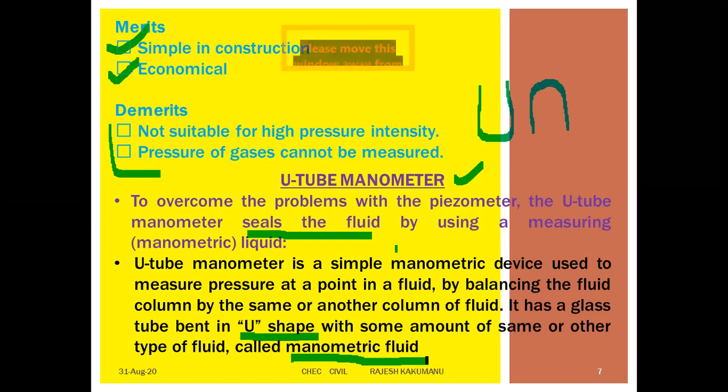So what is the definition here? Simply, a glass tube which is bent into a U shape for measuring the pressure at a given point in a liquid, where the type of fluid is the same or different, is nothing but a U-tube manometer, or U-tube manometer device.